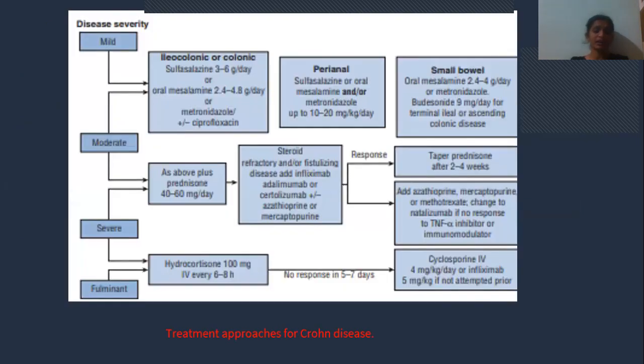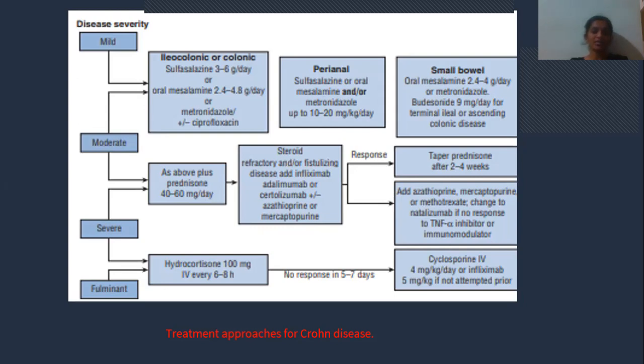So here is the chart regarding Crohn's disease. When the disease is mild to moderate, ileocolonic or colonic, we'll give sulfasalazine or oral mesalamine or metronidazole with or without ciprofloxacin. If there is any infection or putrefaction, then we have to go for antibiotics. If it is in the perianal region, then we give metronidazole along with oral sulfasalazine or mesalamine. If it is in the small bowel, along with oral mesalamine or metronidazole, budesonide 9 mg per day can be given for terminal ileal or ascending colonic disease.